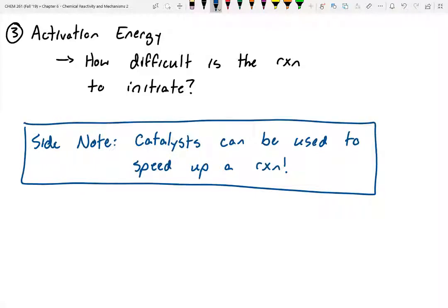One thing I often hear students say is, well, a catalyst lowers the activation energy. It's kind of true and kind of not true. What a catalyst does is it doesn't lower the activation energy so much as it takes you on a completely different route to get from point A to point B. So it's a little bit different that way.